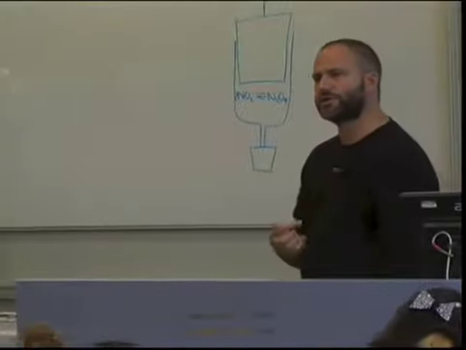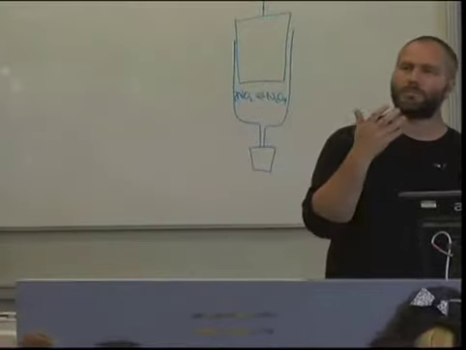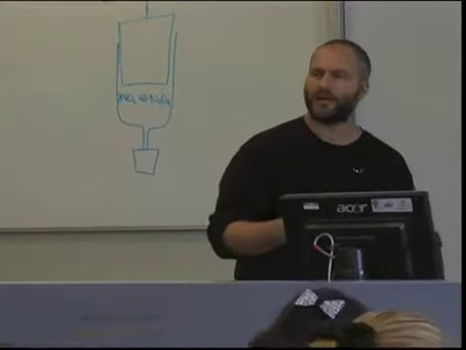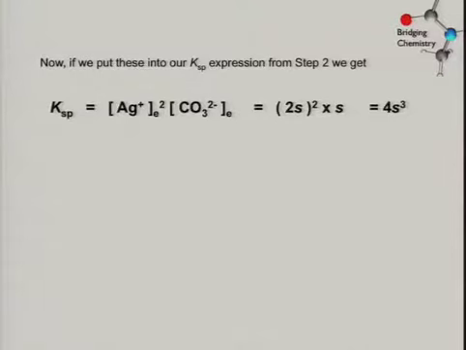Okay? And so now we can say that the concentration of carbonate is S and the concentration of the silver ions is 2S. We put these S's back into our KSP expression, just like we did before. Instead of writing KSP equals the concentration of silver ions at equilibrium squared times the concentration of carbonate, we write that the KSP is equal to 2S, which represents the concentration of silver ions, squared, times S, which represents the concentration of carbonate ions.